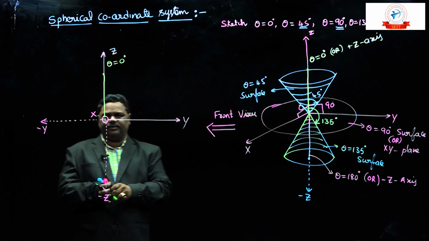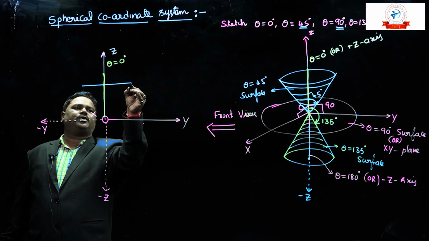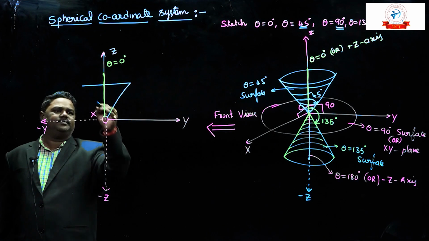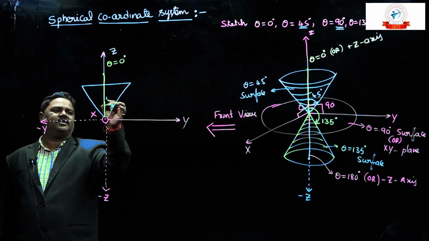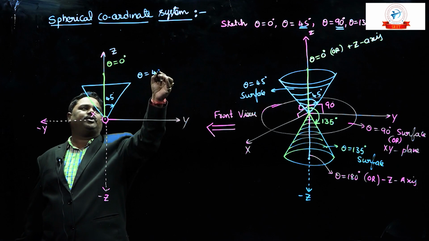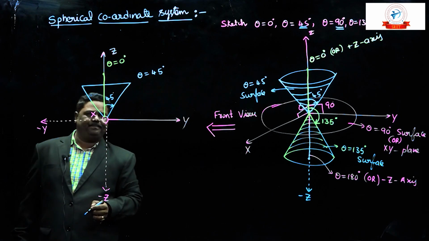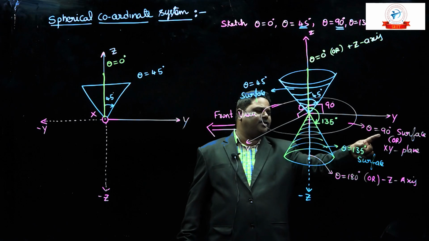Here the cone looks like a triangle, where the cone angle is 45 degrees. So this is called theta equal to 45. Then the next one, theta equal to 90.